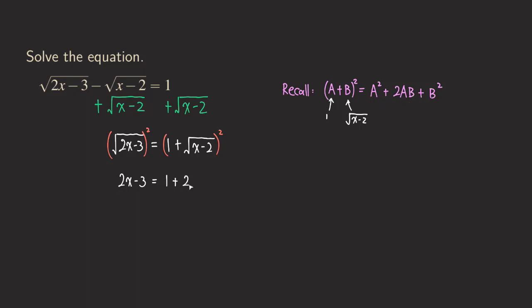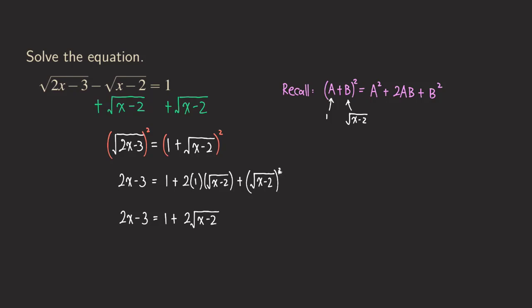So we have plus 2 and then times a. A is 1. And then b is this radical here, so we get the square root of x minus 2. So that's 2ab, and then plus b squared. B squared is this thing squared, so I'm just going to write it down without simplifying. So the square root of x minus 2, that is our b here, and then the square. So let's do a little bit of cleaning up on the right side. We get 2x minus 3 is equal to 1 plus, okay, 2 times 1 is just 2, and then times the square root. So 2 times the square root of x minus 2.